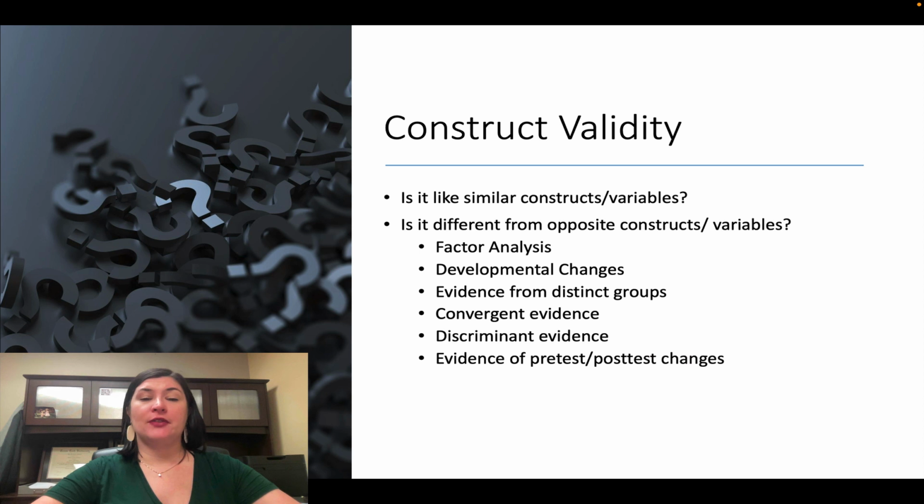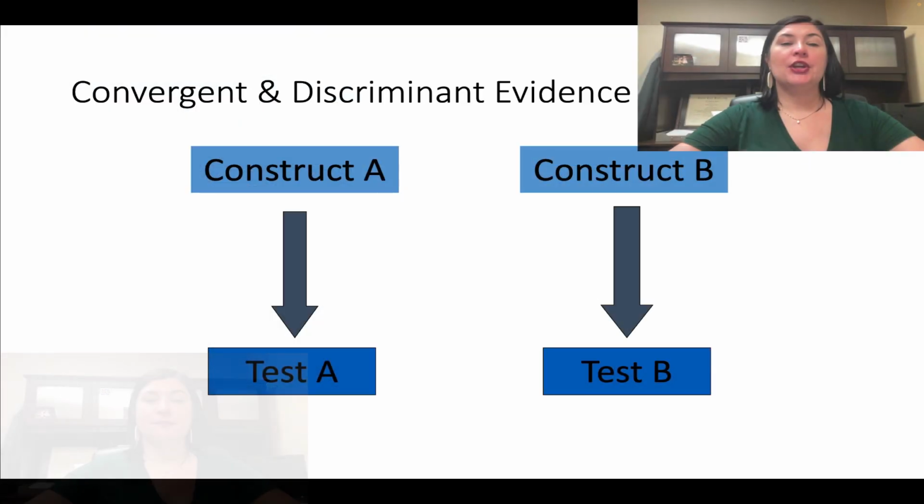Then there's construct validity. Is it like similar constructs and variables? Is it different from opposite constructs or variables? In order to measure this, we would do something like a factor analysis. We're looking at the developmental changes, maybe evidence from distinct groups, convergent evidence, discriminant evidence, and evidence from pre-test and post-test changes.